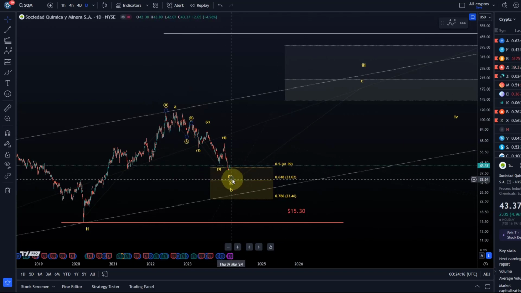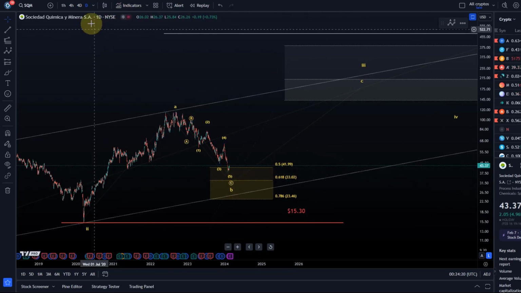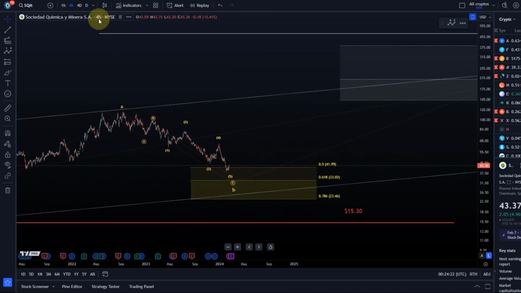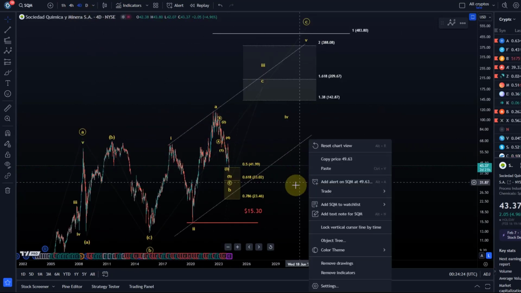That's basically what I'm watching here at the moment. I don't think there is much more to add. I just want to make you aware of this potentially interesting setup.